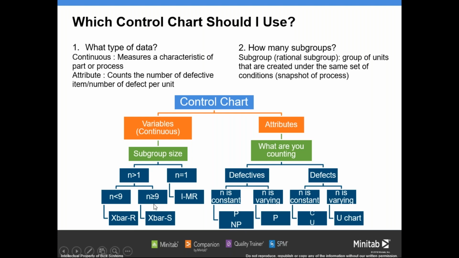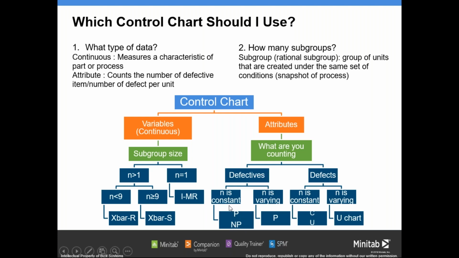And then if your subgroup size is more than or equal to 9, you can proceed with the X bar S chart. X bar is your average, S is your standard deviation. So this is when your data is measurement. Now let's say your data is count data, or we call it attribute data. We have two portions: whether it's defective or defects per unit. Defective means only one defect in each observation. So let's say your subgroup is constant, every time you take a sample of 100 and check whether it is defective or not defective. Okay, so you can go for the P chart or NP chart.